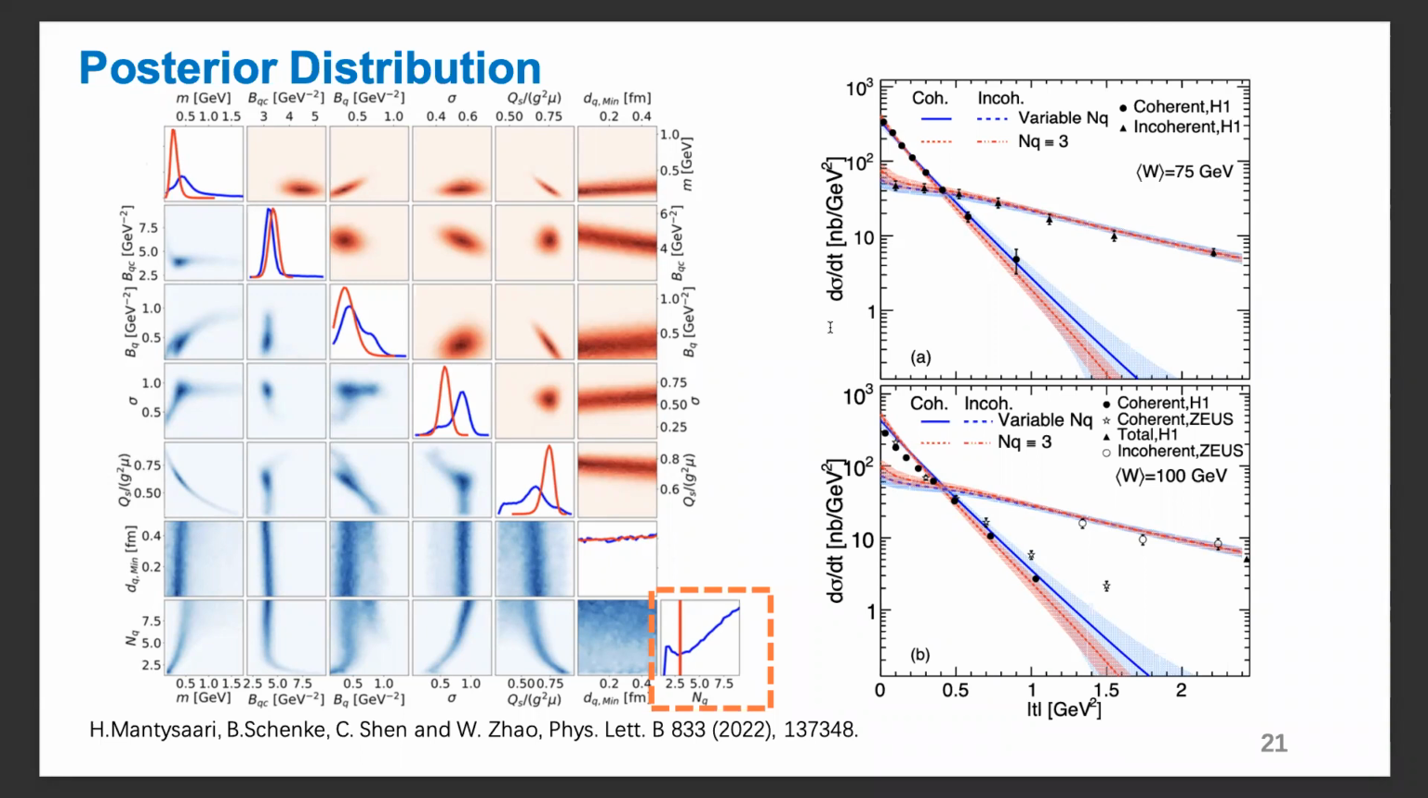And this is the diffractive data from HERA at 75 GeV. Here we sample the posterior distributions. We sample the parameter points based on the posterior distributions and then run the model simulations. This band shows you the result, and the solid line is just the mean value of the model output with the parameters sampled from the posterior distributions. It describes the data very well. Then with the parameters fixed by fitting the HERA data at 75 GeV, we also extrapolate to 100 GeV. It also works well in describing HERA data at higher energies.